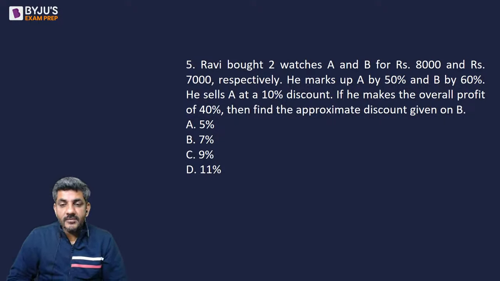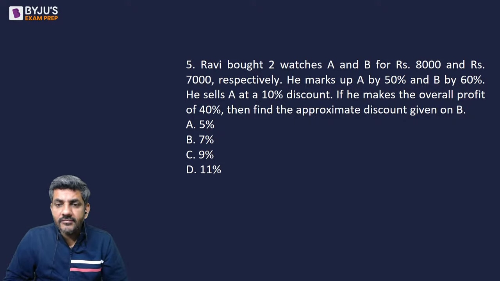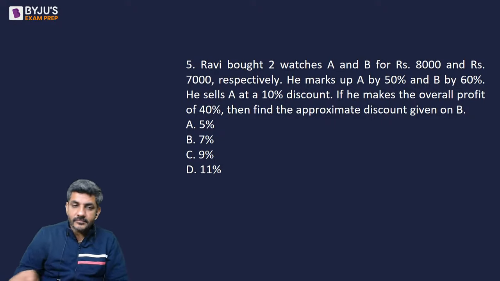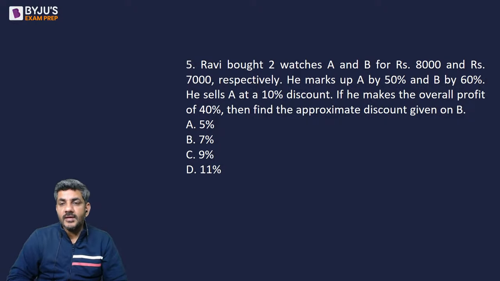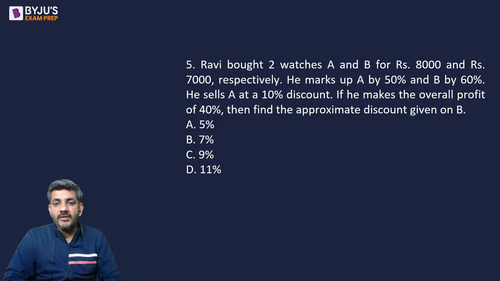Any answer for question number 5 now? That's another easy question in my opinion. Sonu Mandal has got the answer as option C, which is 9%. Friends is also saying it is C, 9%. We got two answers, both of them are saying 9%. So let's start doing it now. Samarth also got B as 7%.